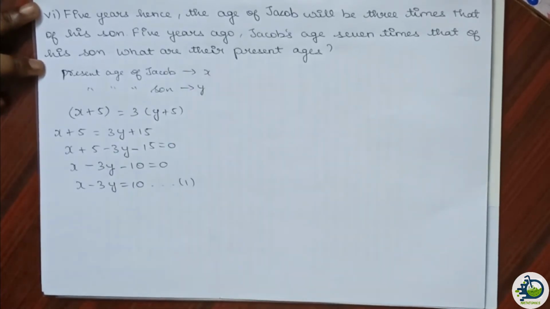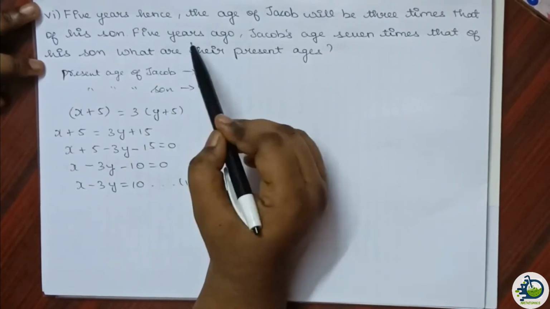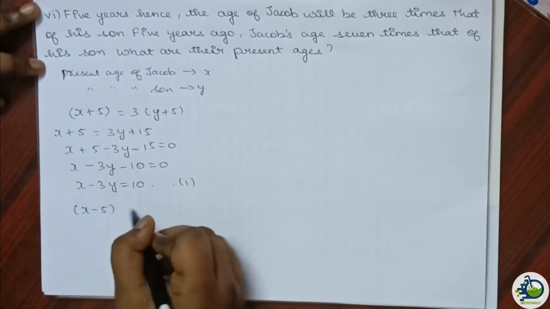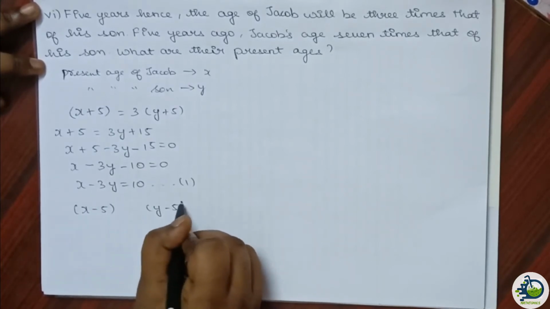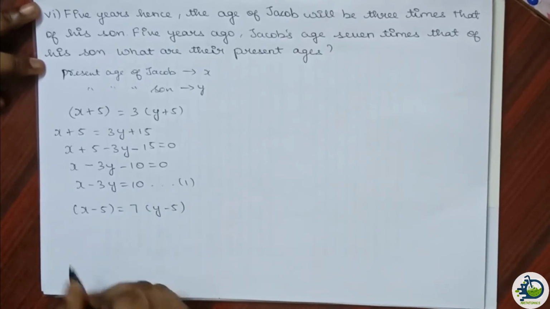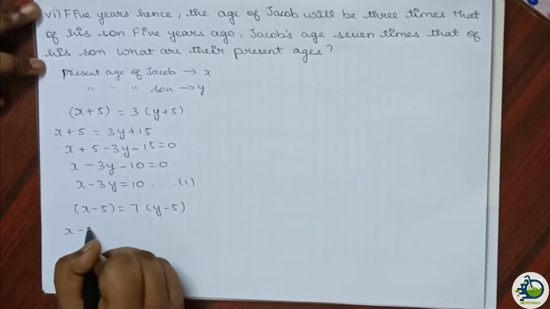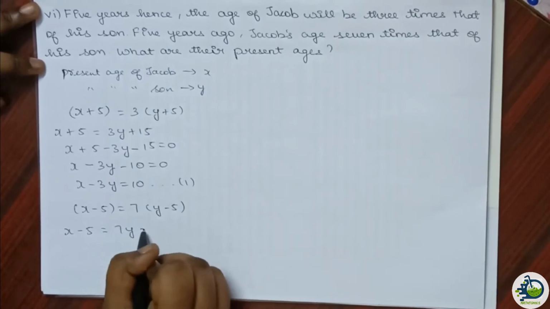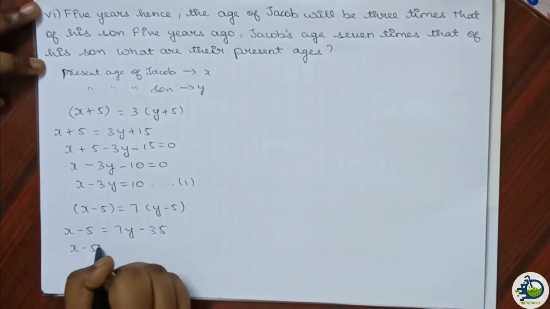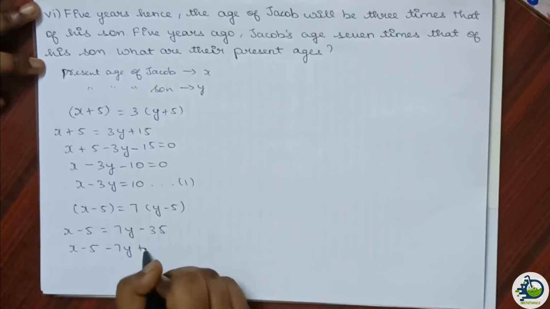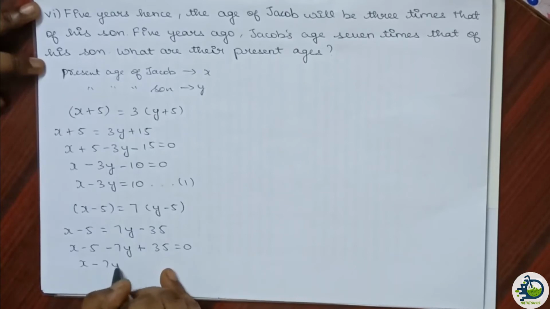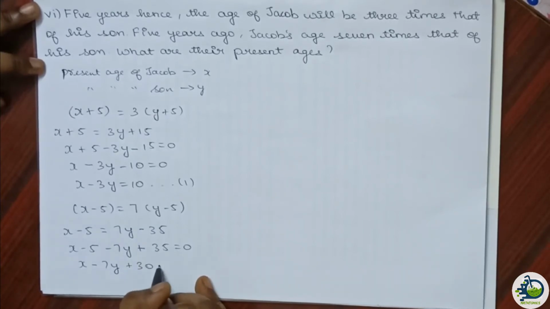Let's move on to the next statement, which states that 5 years ago. Which means x minus 5 and y minus 5. He will be 7 times the age of his son. When we simplify this, we get 7y minus 35. When I bring everything to one side, I get x minus 7y plus 30 equal to 0.